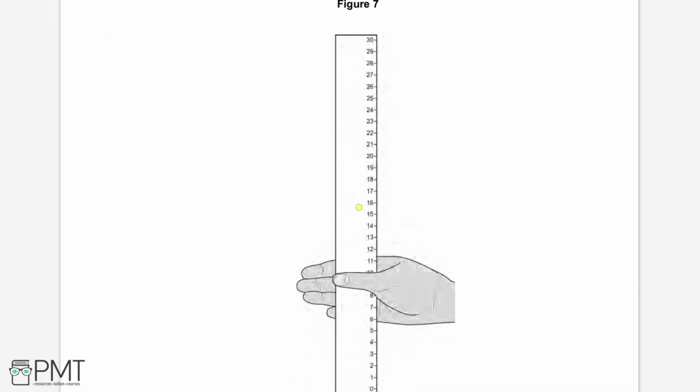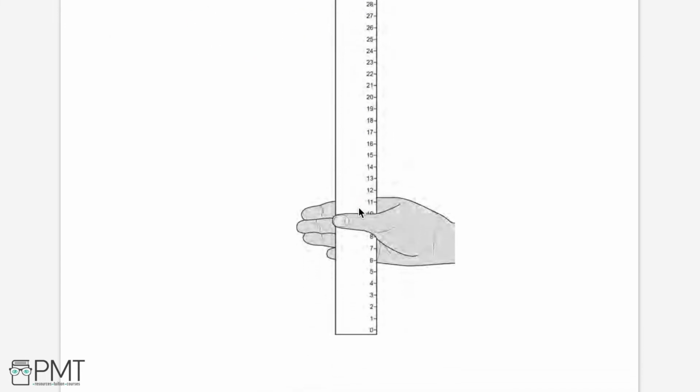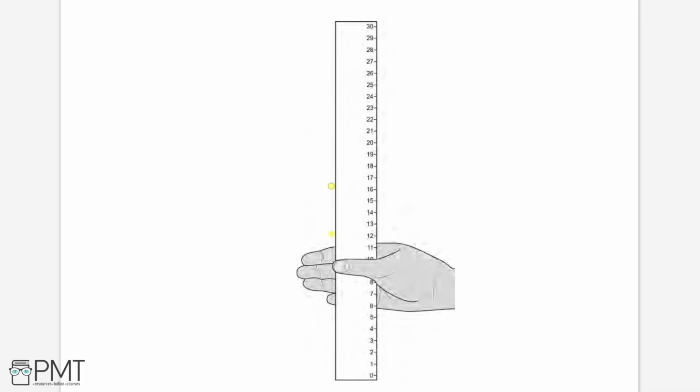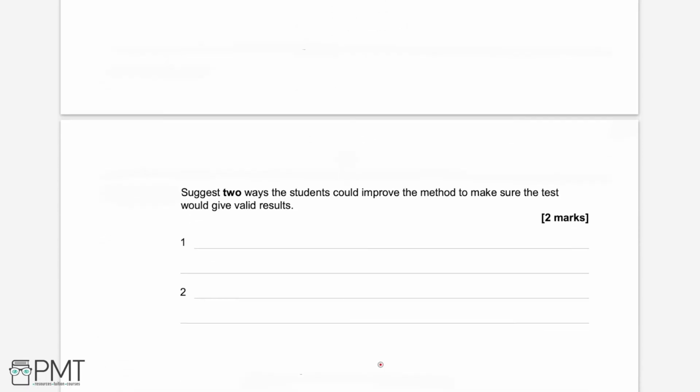Well, figure 7 here shows the apparatus. We assume the ruler drops at a constant rate. Therefore, the length it drops can be used as a proxy for reaction time. The longer a person takes to realise that the ruler has been dropped, and therefore to clamp it in their hands, the further it will fall, and vice versa. Let's look at the first part of the question.